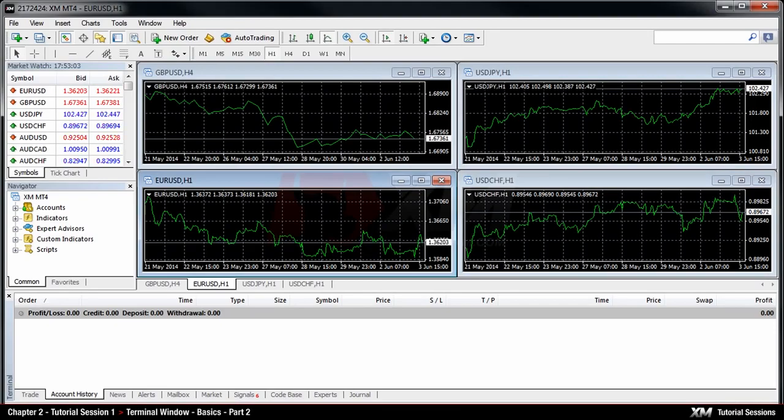Chapter 2 Terminal Window Basics Part 2. The Signals, Codebase, Experts and Market are additional tabs that have been recently added to the terminal window.